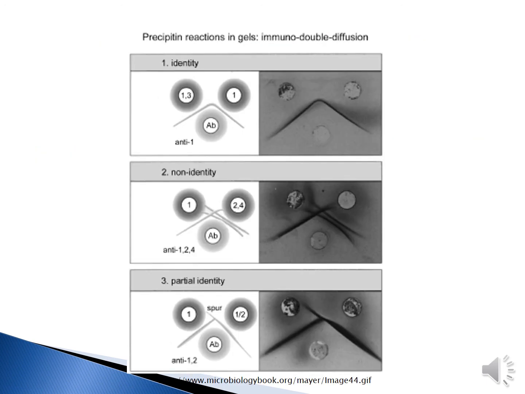And here's another example of the actual real deal of what you typically might see in the laboratory. In example number 1, we have our arc of identity. Number 2, non-identity. And 3 would be the spur formation.